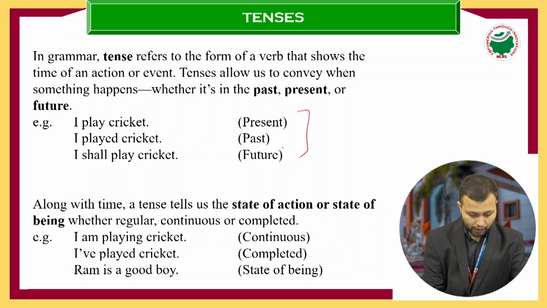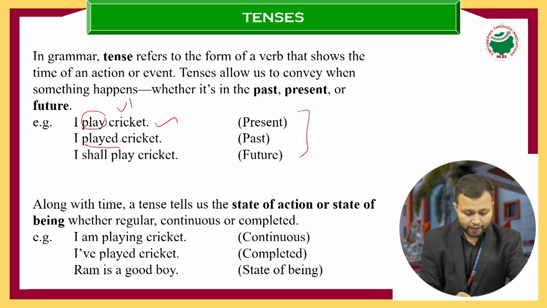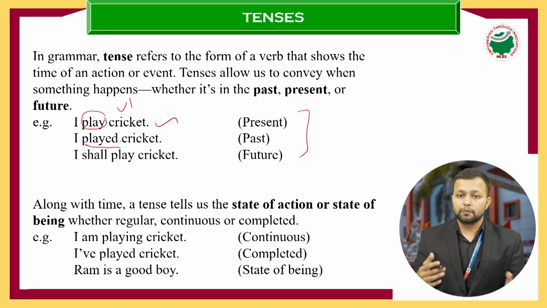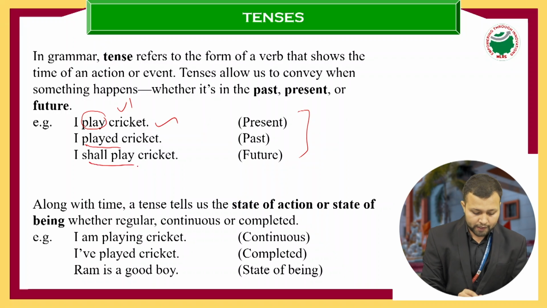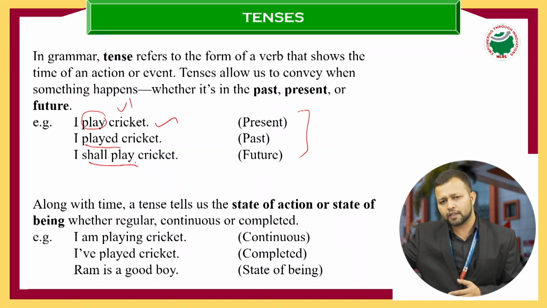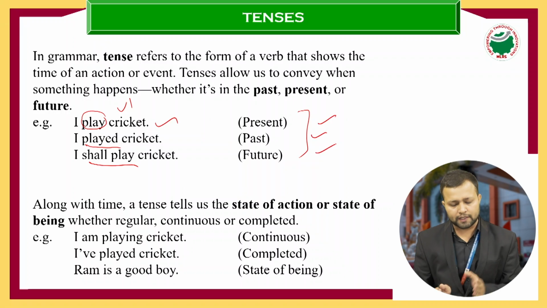For example, I play cricket. You can see it is V1, the first form of verb, which tells us present time. I played cricket. V2, the second form of verb, tells about past tense. I shall play cricket. That means I'll be playing cricket in future. So it tells about the time of action, whether it is in present, past, or future.